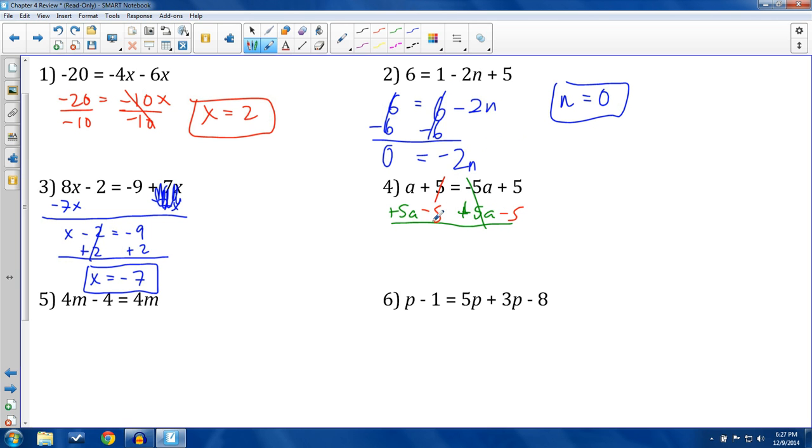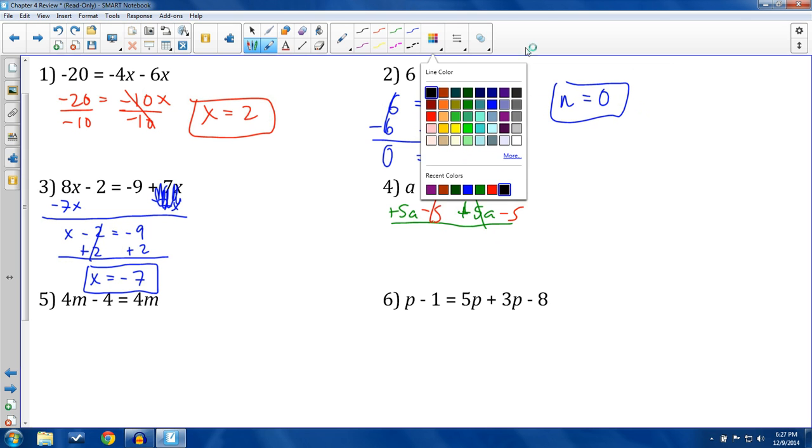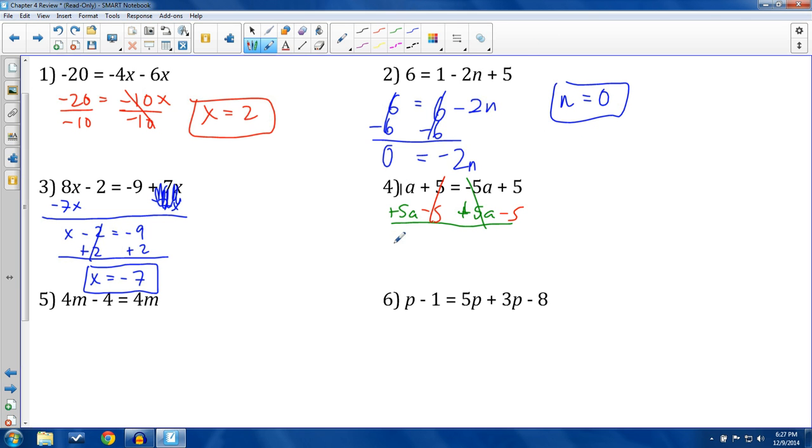I want to get constants on one side, variables on the other. Okay, so a plus 5a is 6a. 5 minus 5 is 0. We're getting another one of these. Okay, that's fine. A equals 0. Once again, 6 times the number 0, a has to be 0.